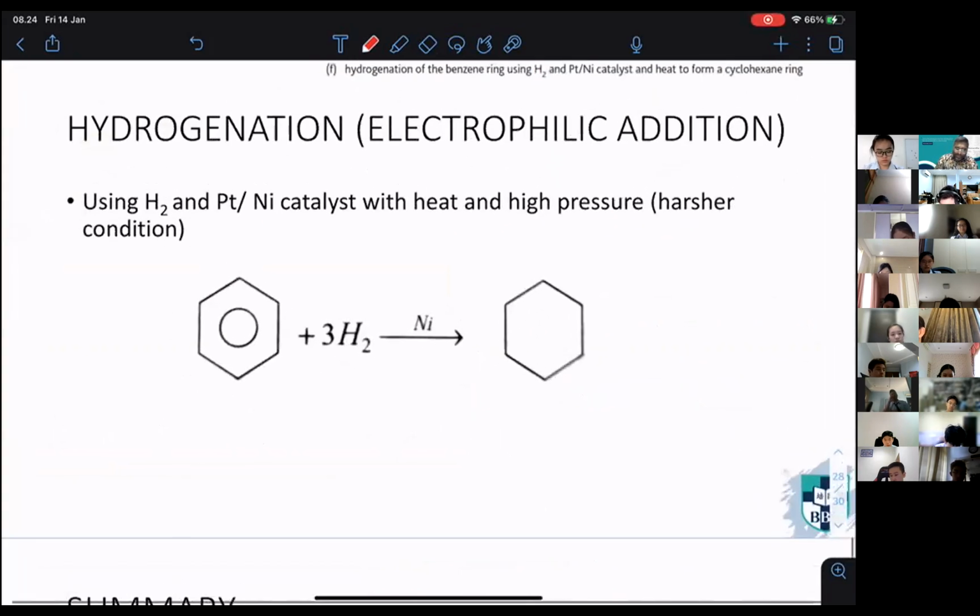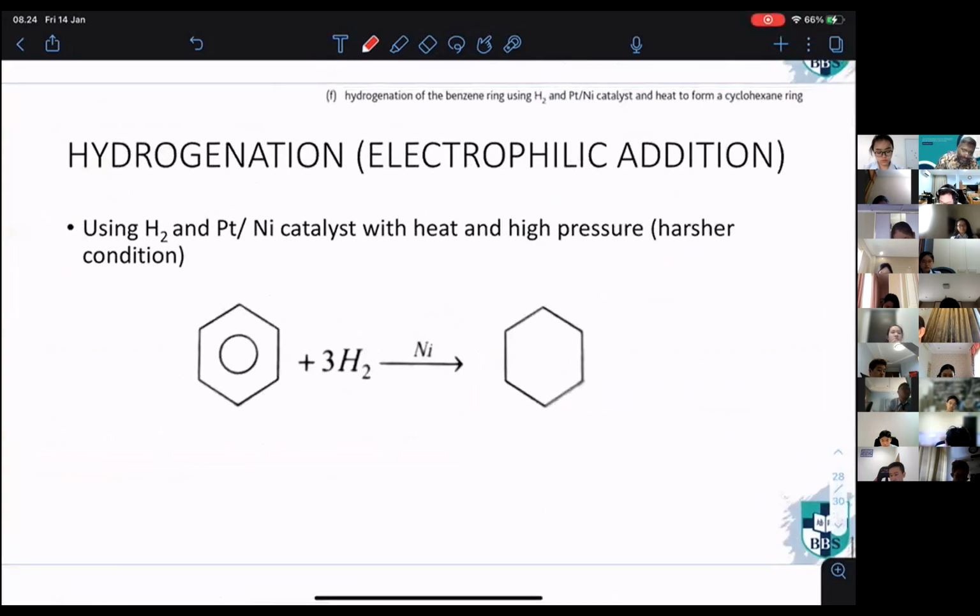Okay, now the last one. The last one that has been added into your syllabus, you will not get it in your textbook. Please remember this. Even when I was teaching you, if you remember, I didn't teach you about this. It has been added. So this is going to be hydrogenation. Hydrogenation is going to be electrophilic addition. They are not going to be electrophilic substitution.